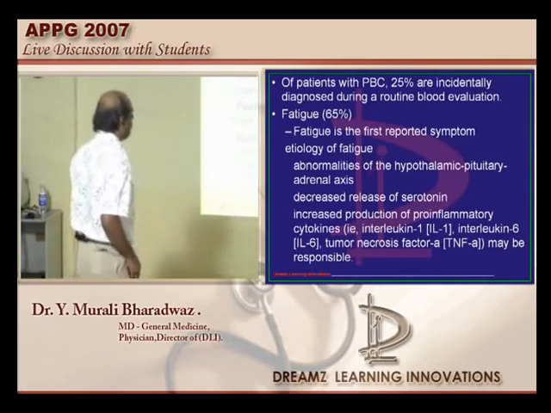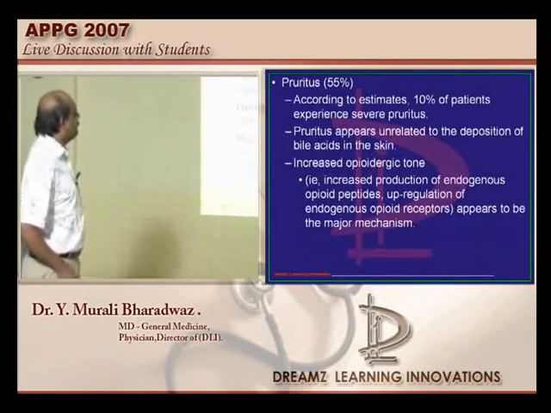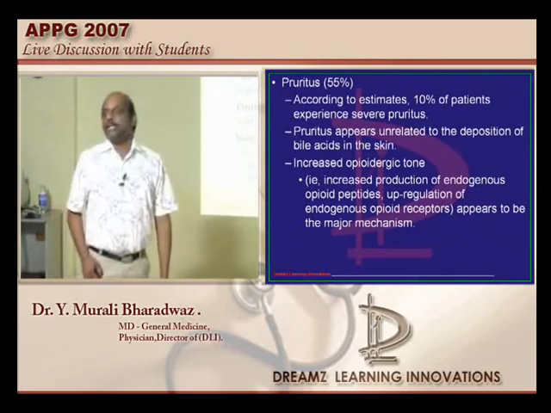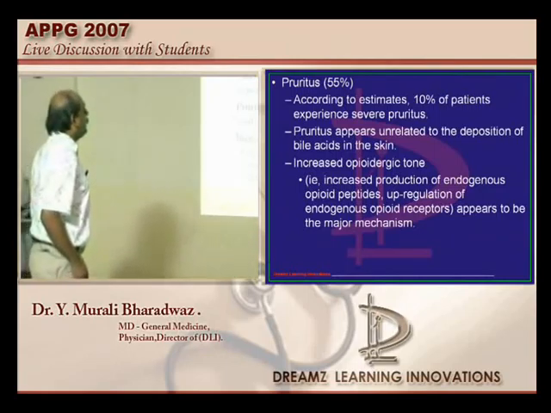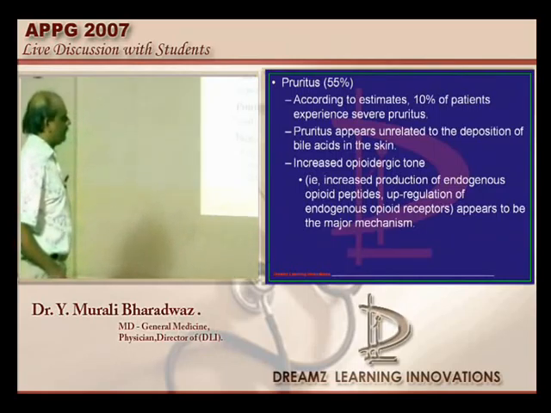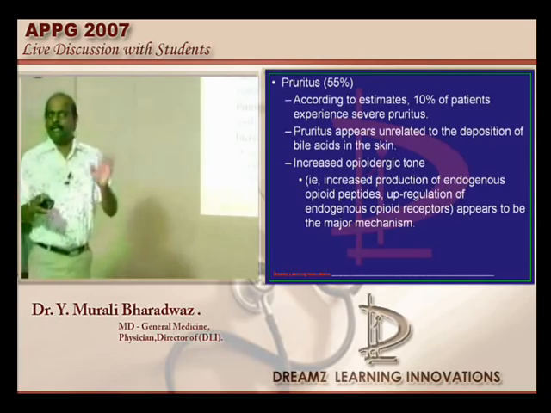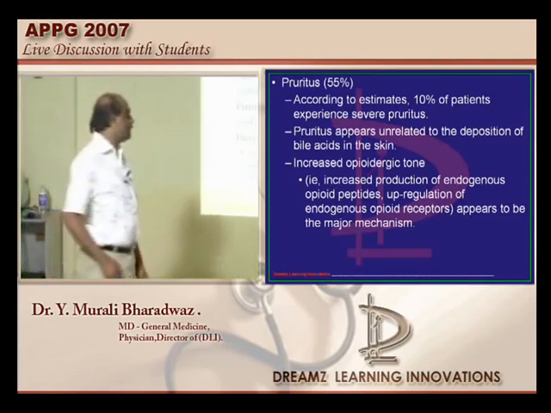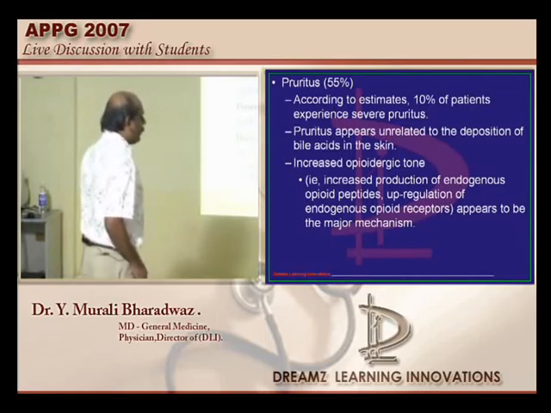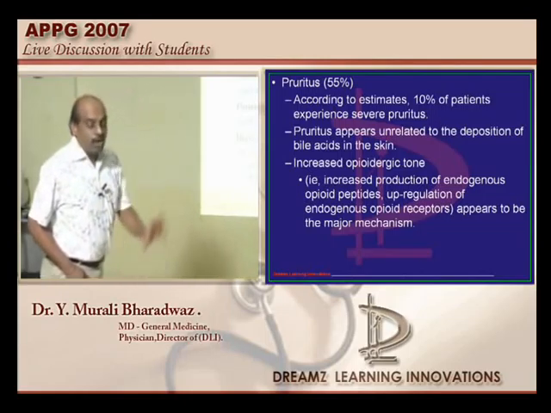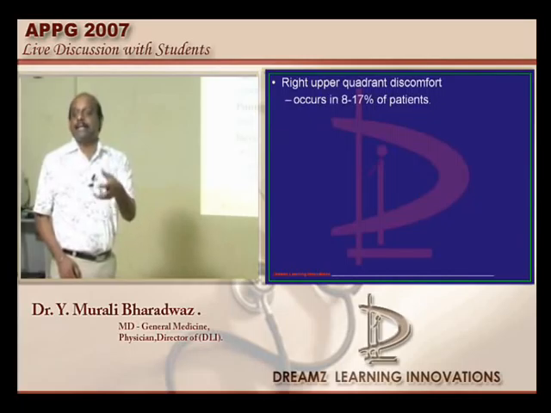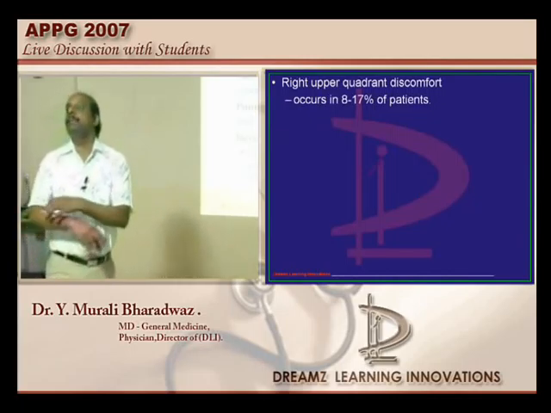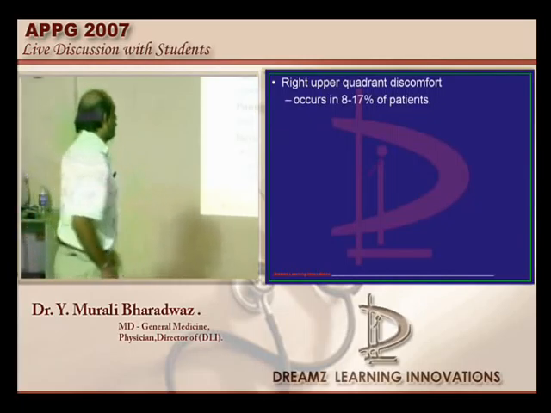the most common symptom. Pruritus is found only in 55%, so it is not the most common feature, and it is a severe pruritus. But is there any relationship between the bile salt level and the degree of pruritus? Generally there is no relation between the two. And it is the increased opioidergic tone in these patients that is considered the underlying mechanism for the development of the pruritus, which needs to be remembered.